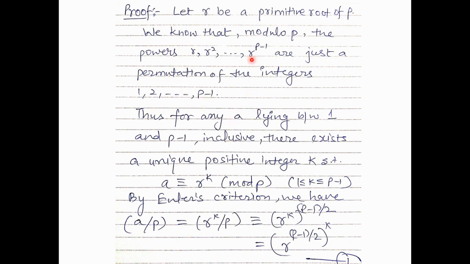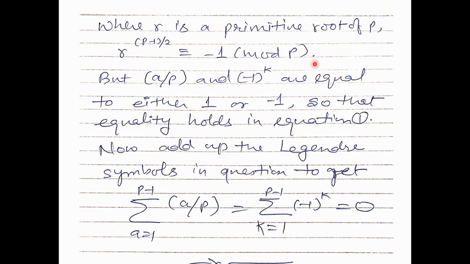So the thing which we are saying here, we are writing in symbols in these lines. So a is congruent to r to the power k mod p, for k from 1 to p minus 1. So by Euler's criterion, we have (a/p) equal to (r^k/p), and this is equal to r to the power k times (p minus 1)/2. So this can be written as r to the power (p minus 1)/2, whole power k. Suppose this is equation 1, where r is the primitive root of p and r to the power (p minus 1)/2 is congruent to minus 1 modulo p.